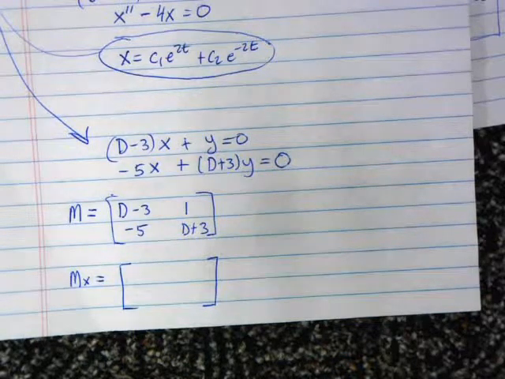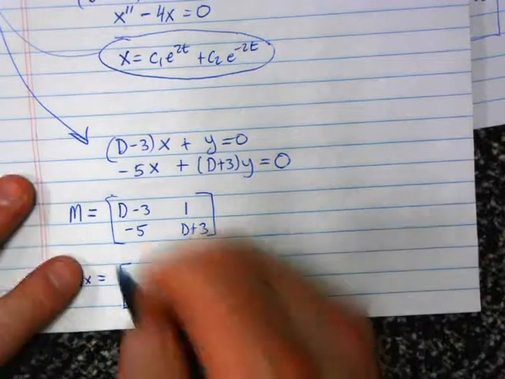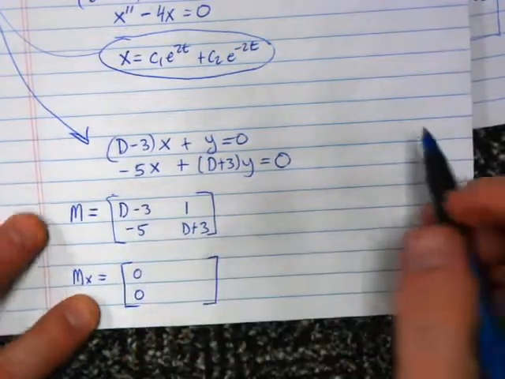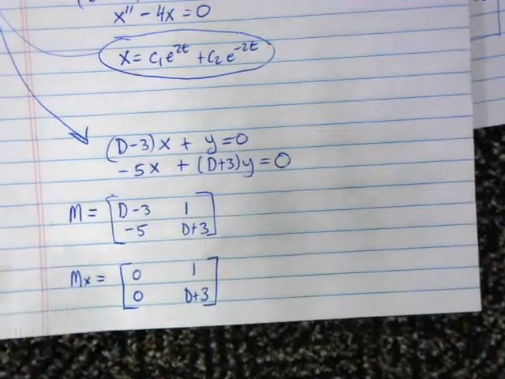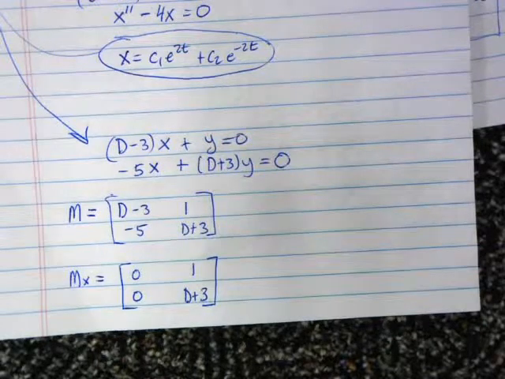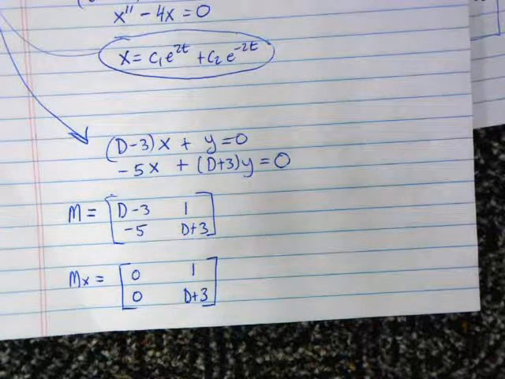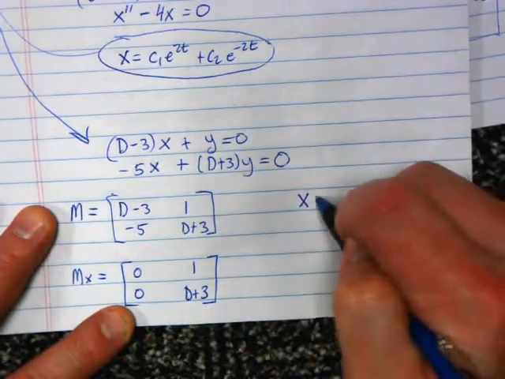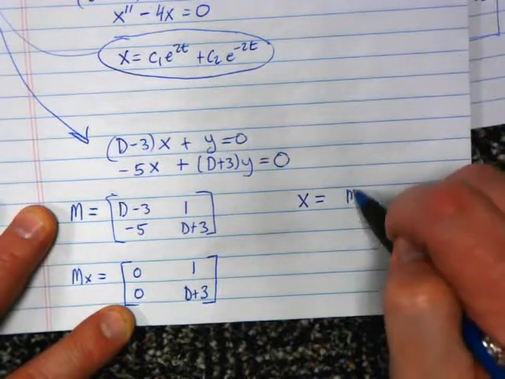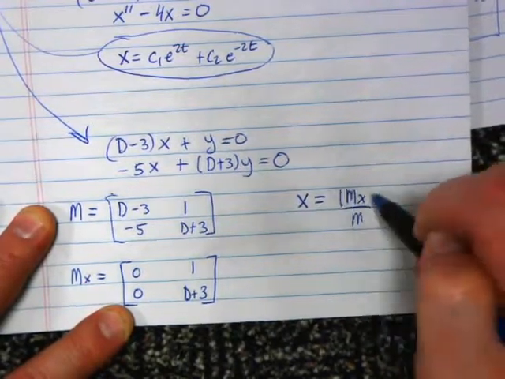How do you find M sub x? Put zeros in the first column, the x spots. So you put 0 and 0 here, and then you're going to have 1 and D plus 3. And then what was our traditional technique for finding x once we had M sub x and M? You have to find the determinants, and then you divide. So typically, when you do Cramer's rule, you write it this way: x equals the determinant of M sub x divided by the determinant of M.